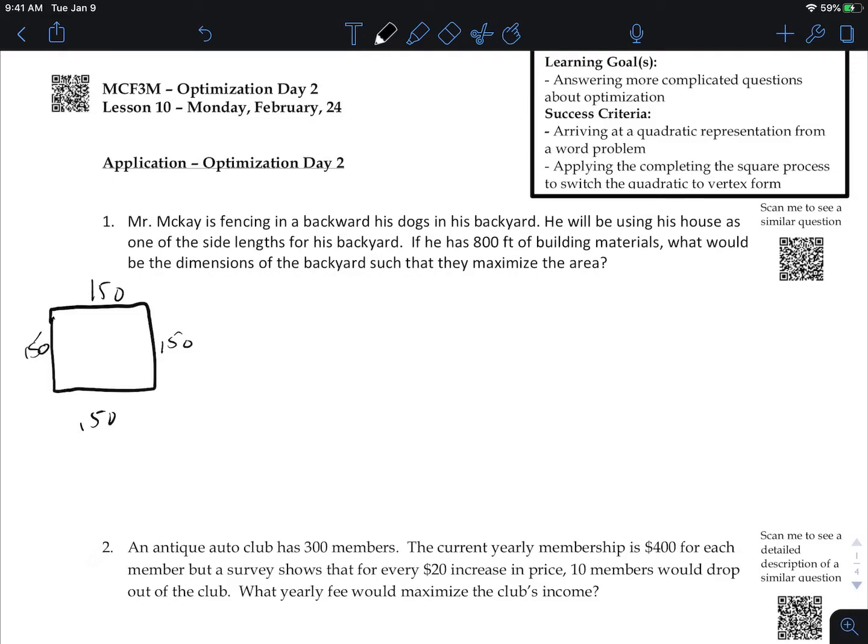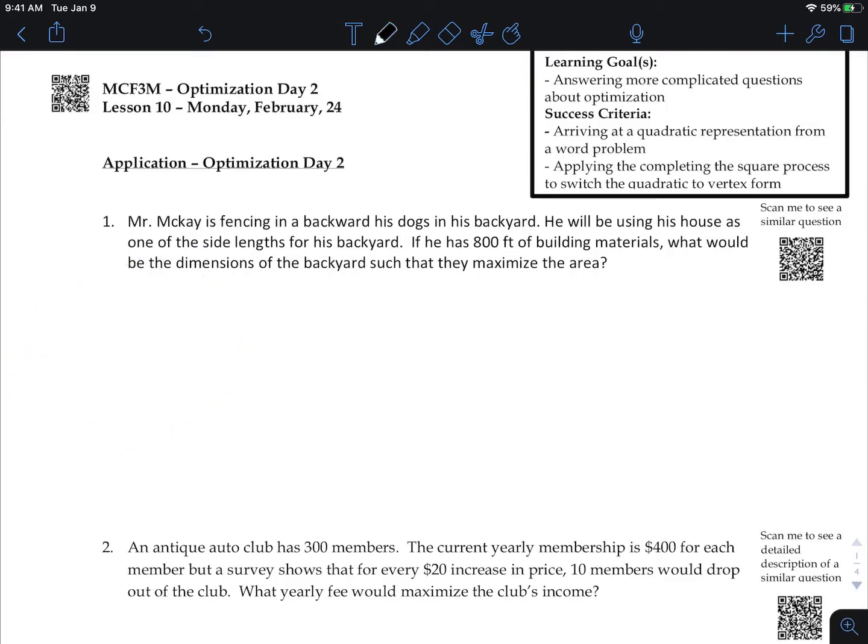This time, the question's a little bit different. I changed the question. So, a typical backyard, like the house is one of the sides. So the question changes now a little bit. The process, the two pieces that we're going to use, doesn't change. But let me draw the picture for this scenario now.